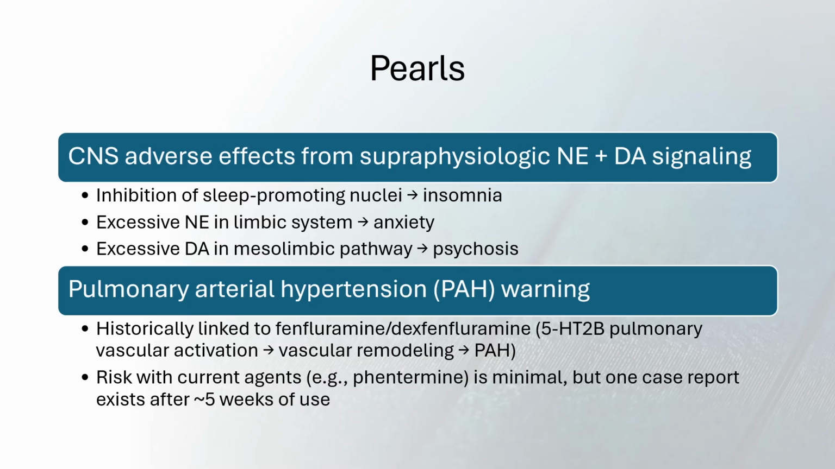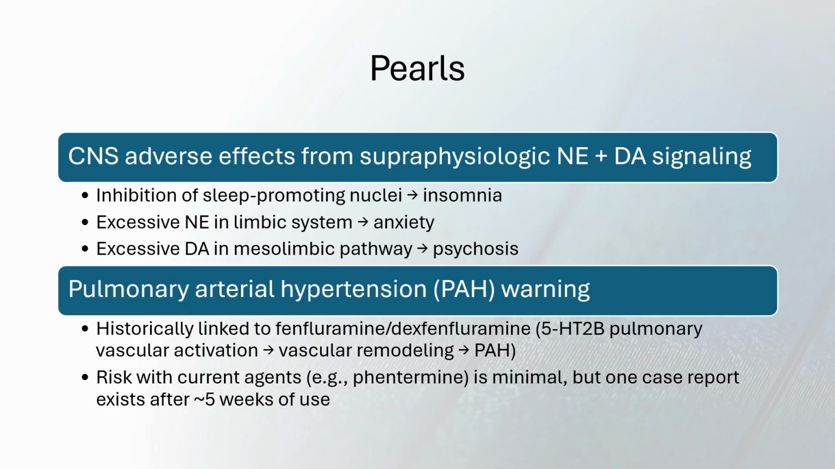The central nervous system's adverse effects are due to supraphysiological catecholamine signaling. A deeper explanation as to why excessive norepinephrine and dopamine release leads to anxiety, insomnia, and psychosis will be saved for a different topic, but just know that excessive supraphysiological catecholamine signaling causes inhibition of sleep-promoting nuclei, causing insomnia. Overactivation of the limbic system caused by norepinephrine leads to anxiety, and overstimulation of the mesolimbic system by dopamine can lead to drug-induced psychosis.